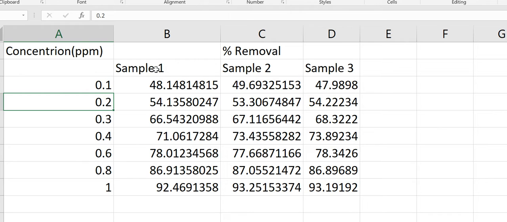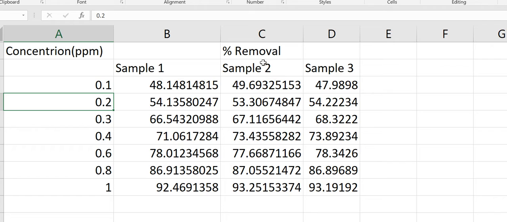You take sample 1, apply the complete methodology on sample 1 and take readings. Then you perform your experiment again with the same methodology, which is known as sample 2, and you record the data here. For sample 3, you repeat your experiment for the third time. So it's better to repeat your experiment 3 times or 2 times.